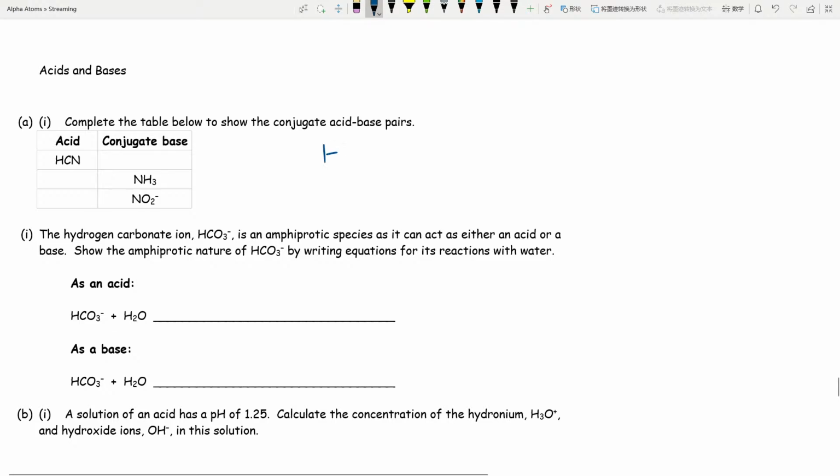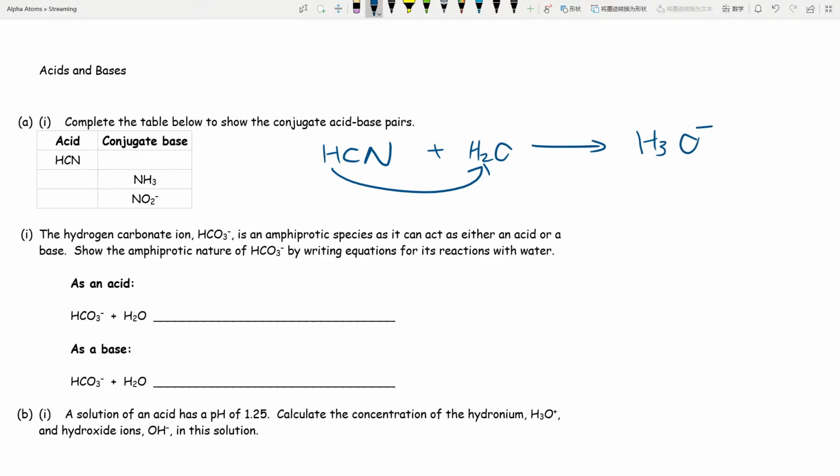Acids always donate. Just to show you one reaction: when HCN, an acid, donates the H to water, that becomes H3O+, and the HCN has lost a proton, so that becomes CN-. So CN- is a conjugate base. The conjugate acid for NH3 is NH4+, and for NO2- it is HNO2. The thing you need to remember is that your acid and conjugate base should always differ by one proton.